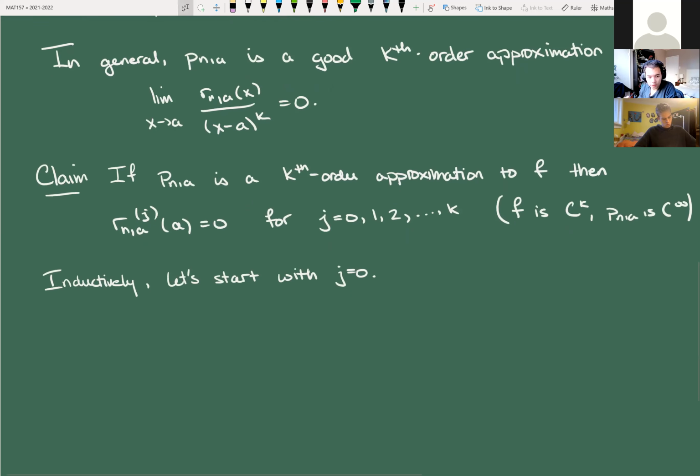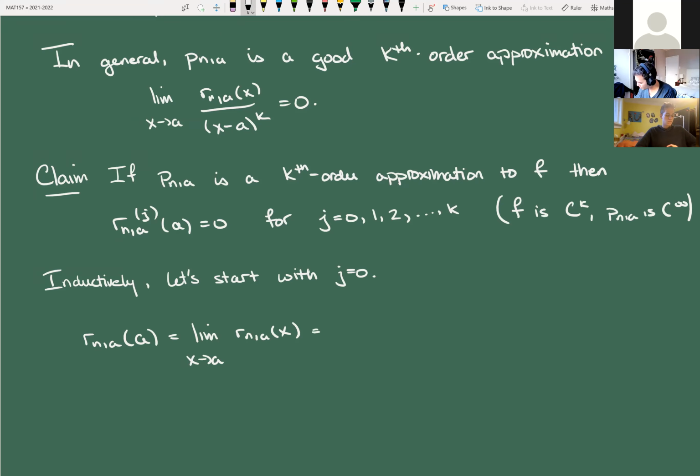Okay, and you're going to recognize this proof. This is the exact same proof that we use to show that differentiability implies continuity. So what I'm going to get is R_n,a(a) is the limit as x approaches a of R_n,a(x). Okay, so that's true because the remainder is, in fact, continuous, right? The remainder is the difference between f and P_n,a, and both of those functions are continuous, right? f is C^k to begin with. So both of those functions are continuous. The remainder is the difference of those functions, and so is therefore also continuous. So when we want to evaluate this limit, we can just plug it in, right?